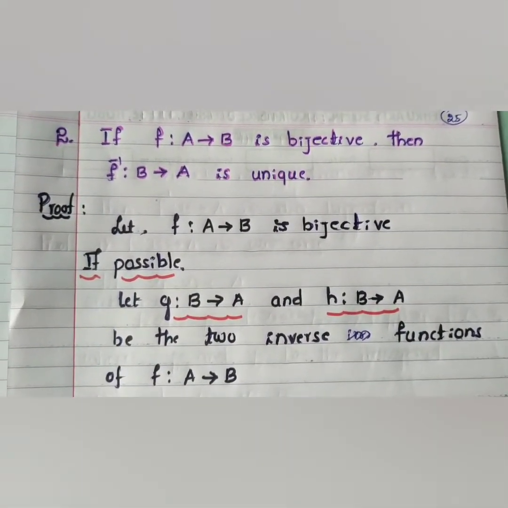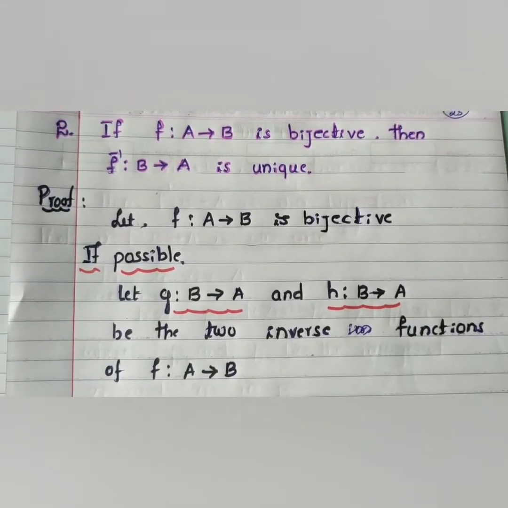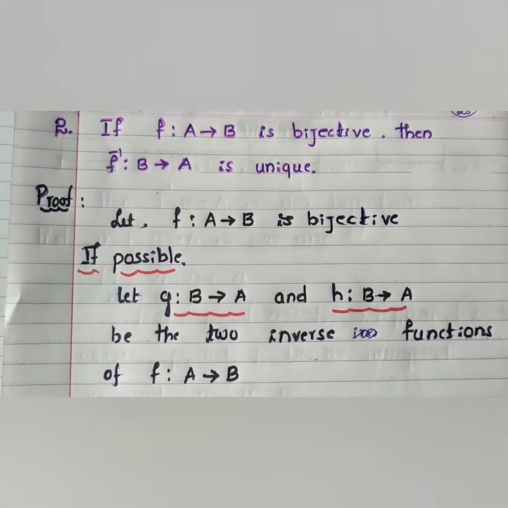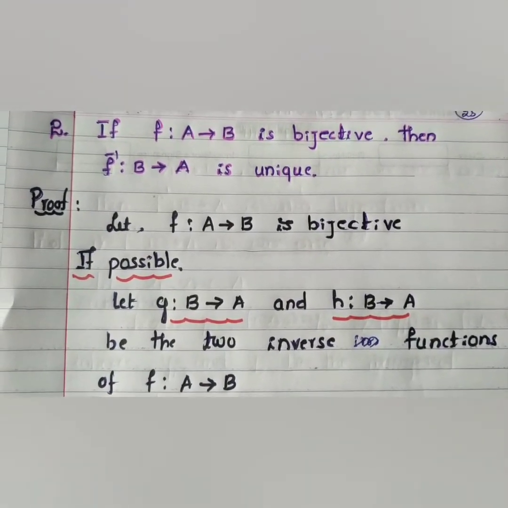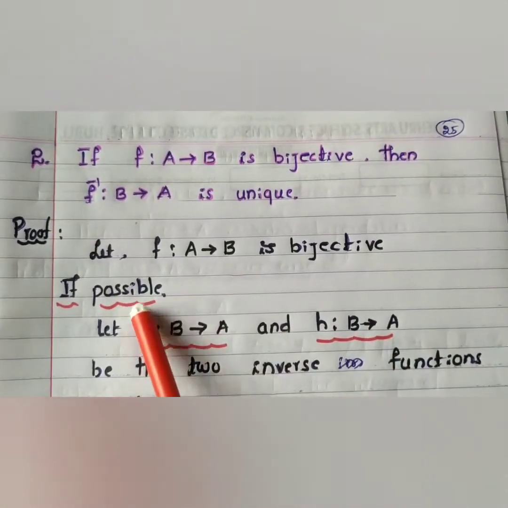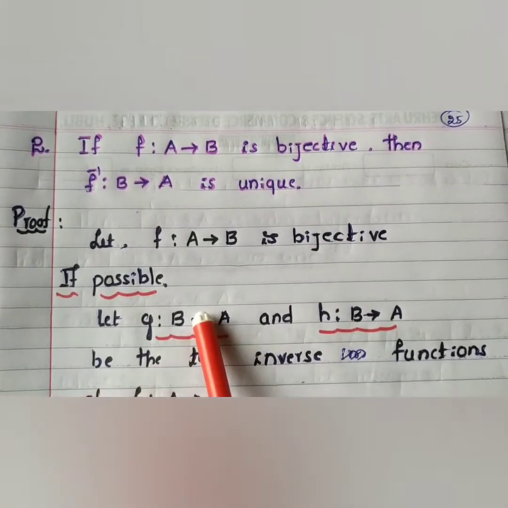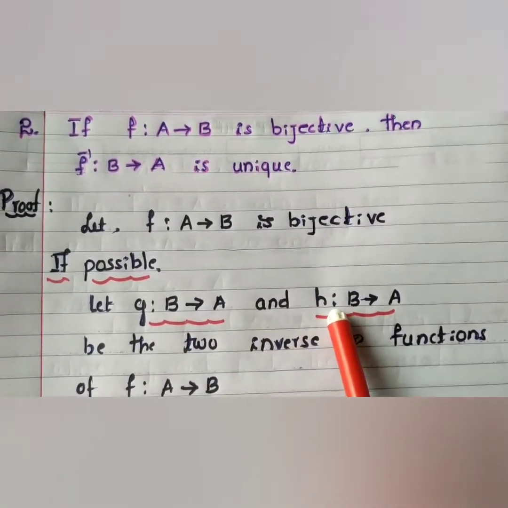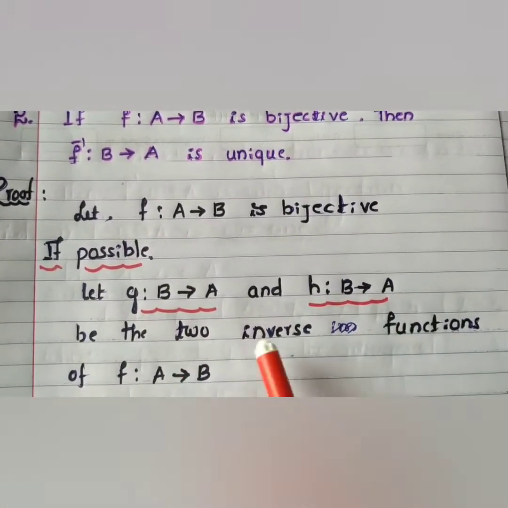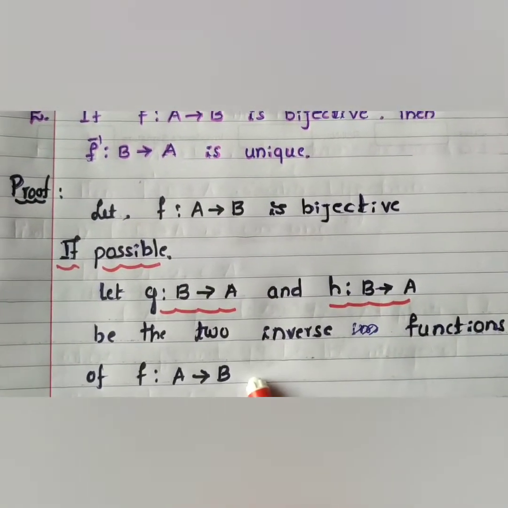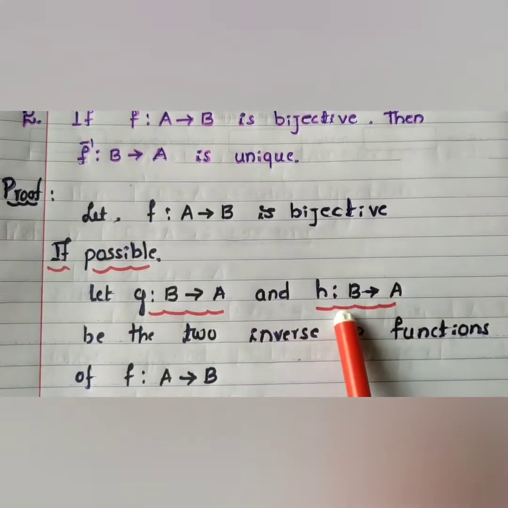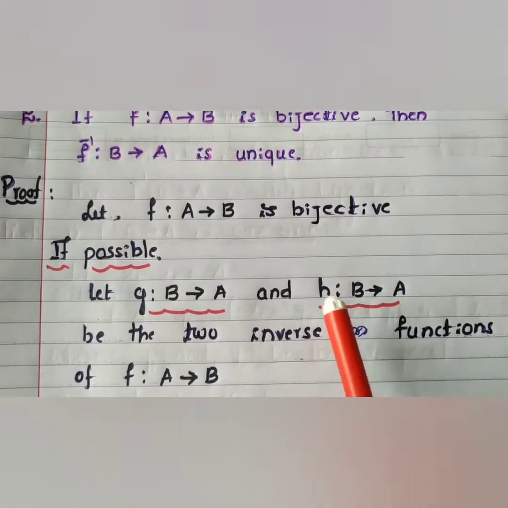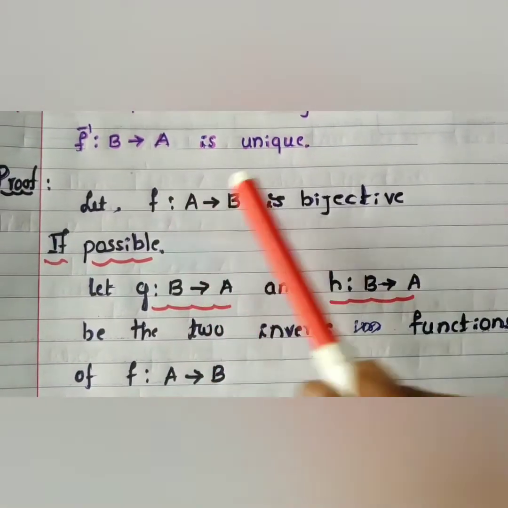Suppose, if possible, there are two inverses of f. I take, if possible, g from B to A and h from B to A to be the two inverse functions of f from A to B. I want to show that g and h are equal. Suppose there are two inverse functions of f.